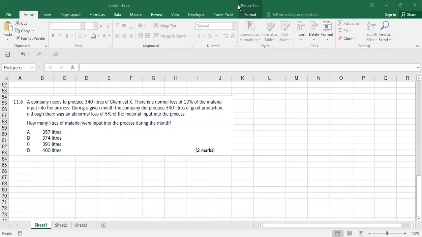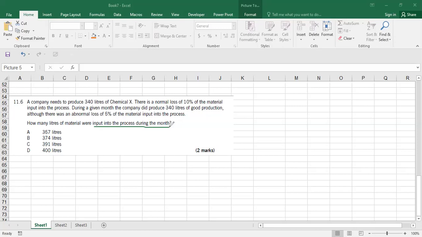11.6. Okay. How many liters of material were input into the process during the month? Now, this is a very simple question. It is simple mathematics, but many times students make mistakes. But once you learn this thing, the same concept will apply in many situations. It will apply to material. It will also apply to labor.